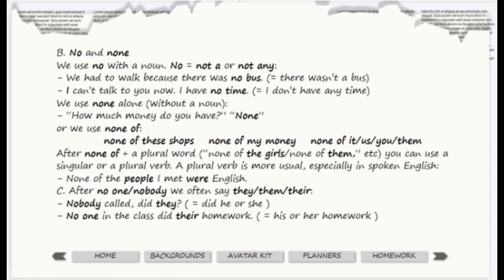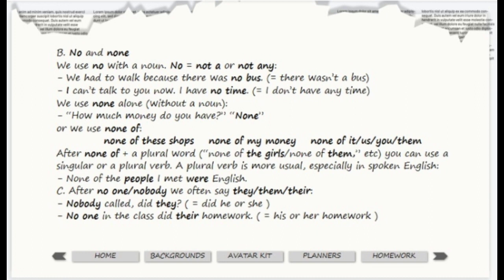B. No and none. We use no with a noun. No means not a or not any. For example, we had to walk because there was no bus. It means there was not a bus.